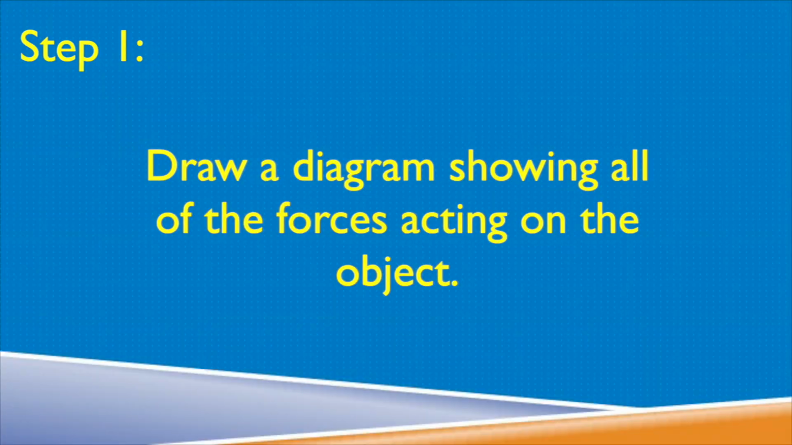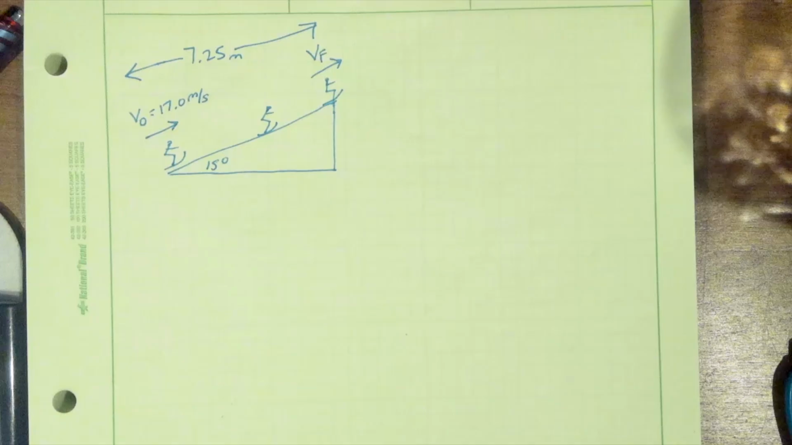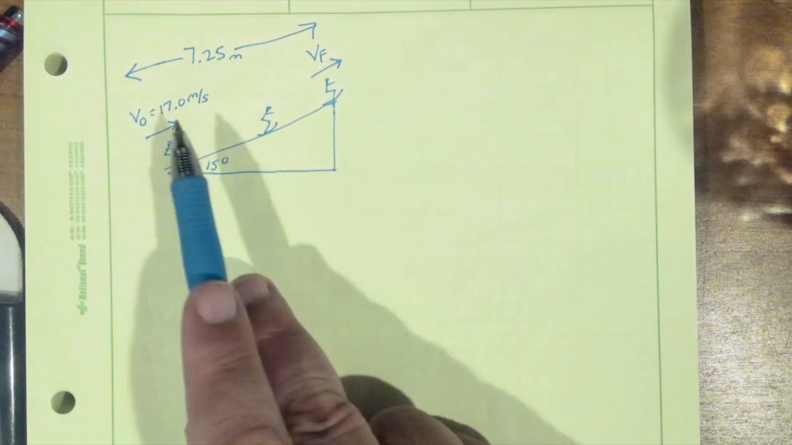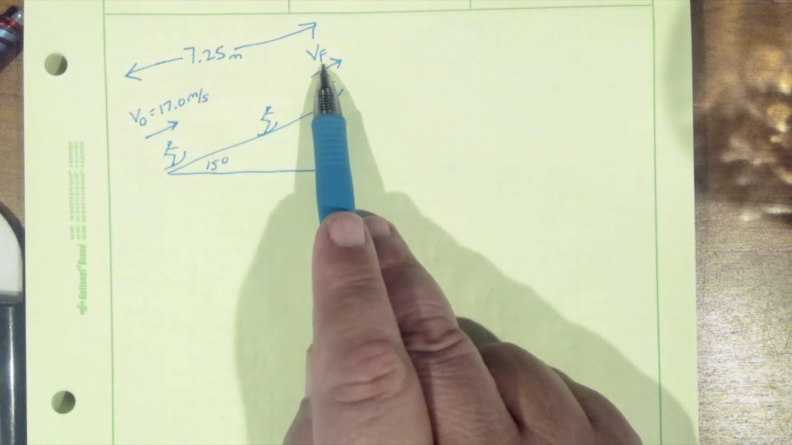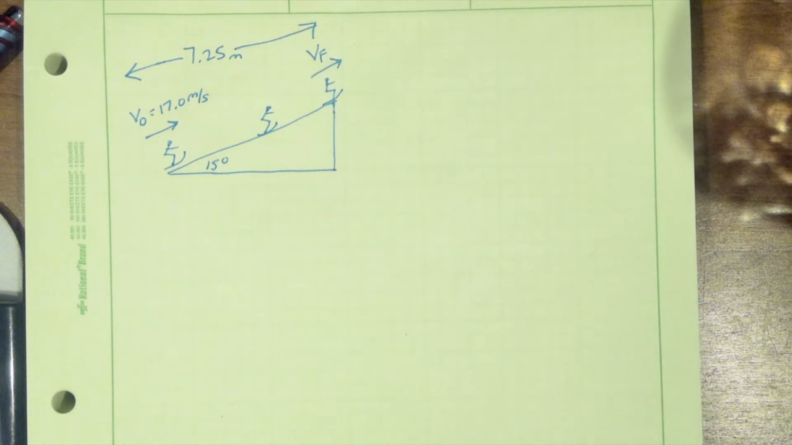All right, well, first, we always draw a diagram showing the information we're given and the forces acting on the object. So, here we have our skier. Notice it is not a very steep ramp here, 15 degrees. We have the length of the ramp, 7.25 meters. We have our starting velocity, 17.0 meters per second, and our final velocity when she reaches the top, which we do not know. And the angle of the ramp is 15 degrees.